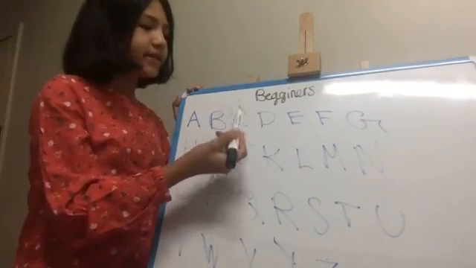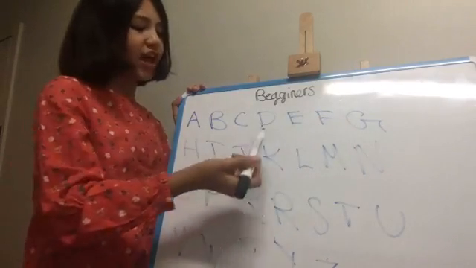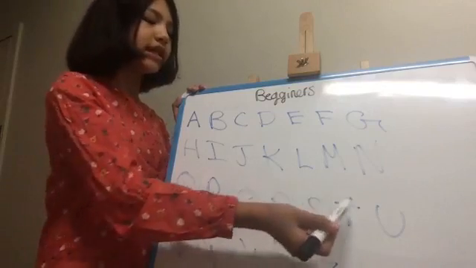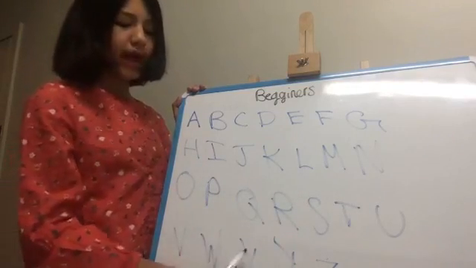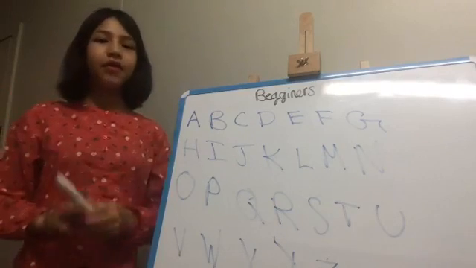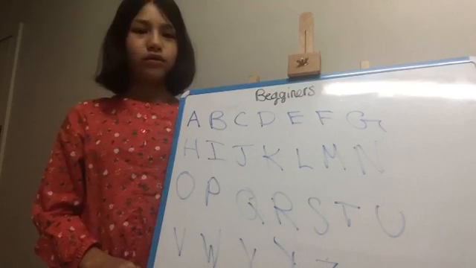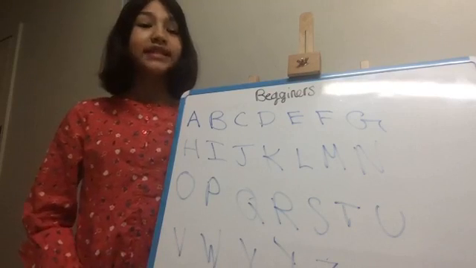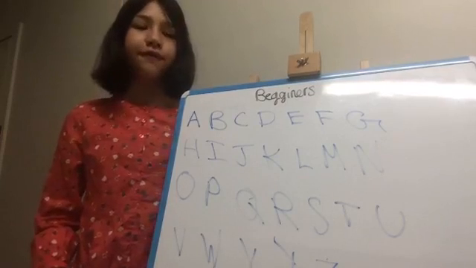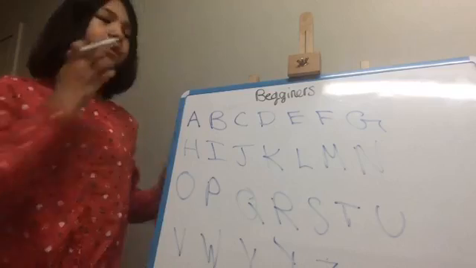A, B, C, D, E, F, G, H, I, J, K, L, M, N, O, P, Q, R, S, T, U, V, W, X, Y, and Z. There are 26 letters in the alphabet, but only 5 vowels and 21 consonants.